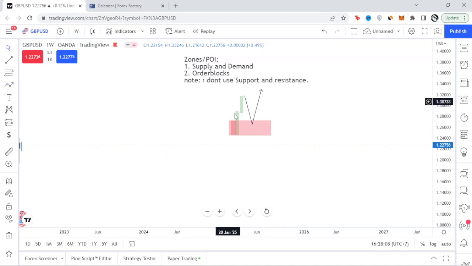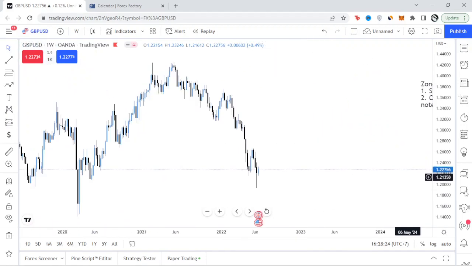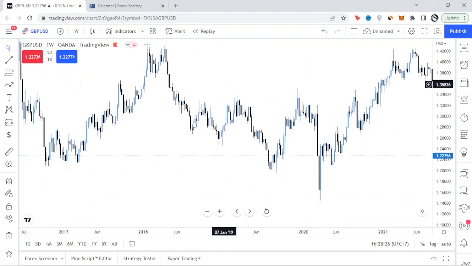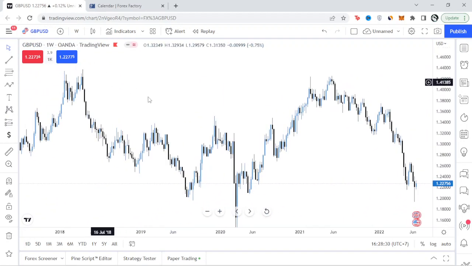So these are what I see with zones, and my POI are just marked by this. The last move to take the buy, the last sells to the buys, is the one we denote as our point of interest. So with that being said, let's do some little case studies in here.